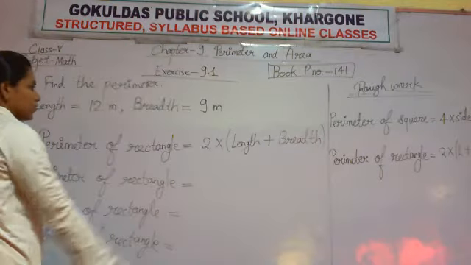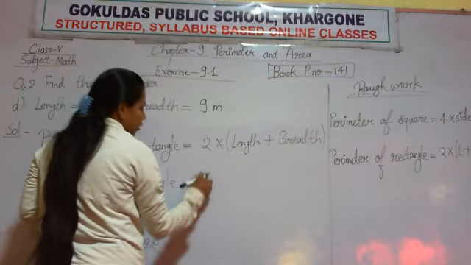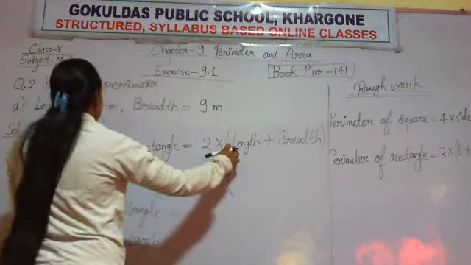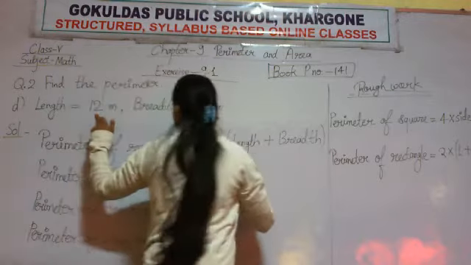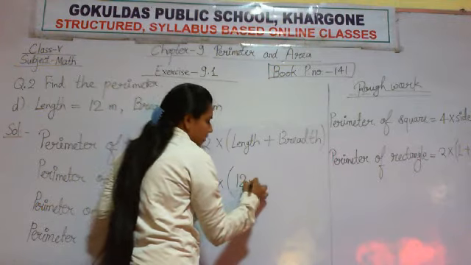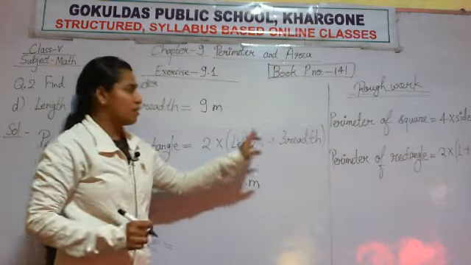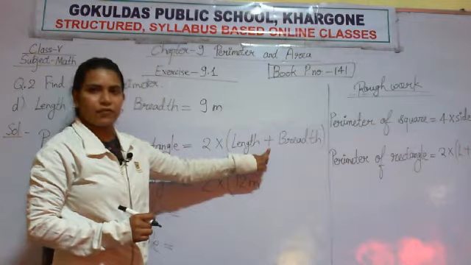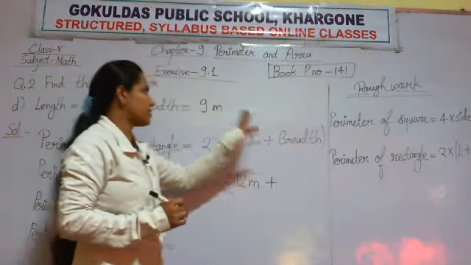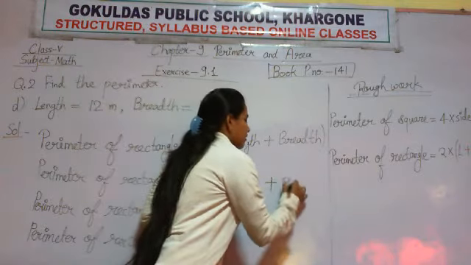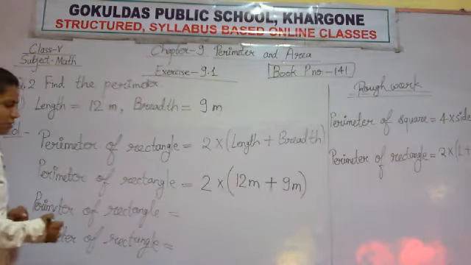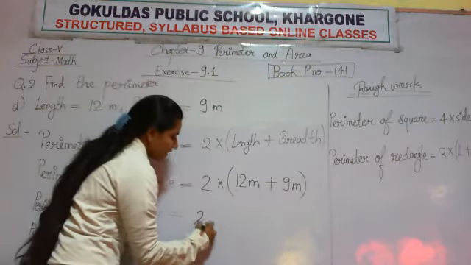Now put these values in the formula. 2 as it is, copy down, multiply symbol as it is, bracket open. What is the value of length in the given question? Value of length is 12 meter. So write 12 meter at the place of length. Now plus symbol in the formula, so copy down plus symbol as it is, plus. Then breadth. What is the breadth? 9 meter. So write 9 meter, bracket close. Right?